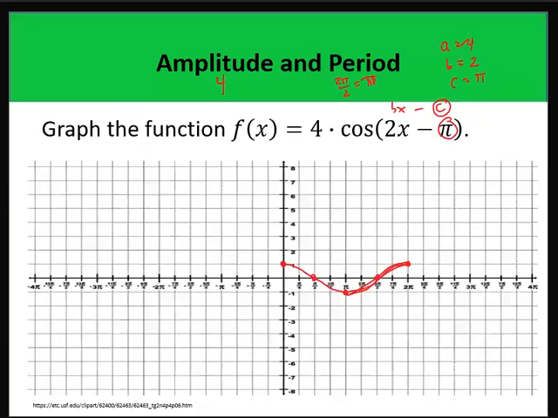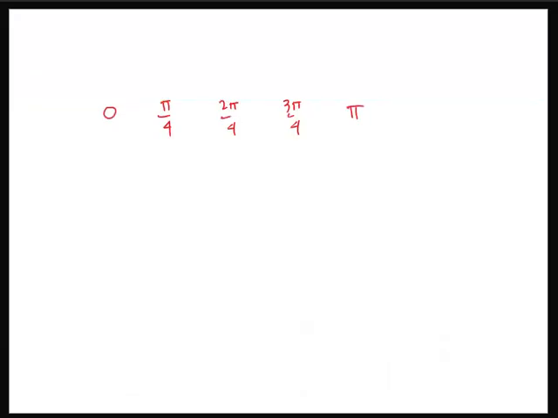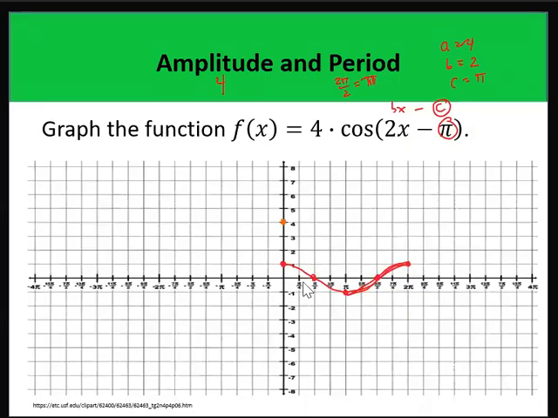Okay, so if we graph that 4 cosine 2x, then there will be a point at positive 4, and then at pi over 4, we have 0.